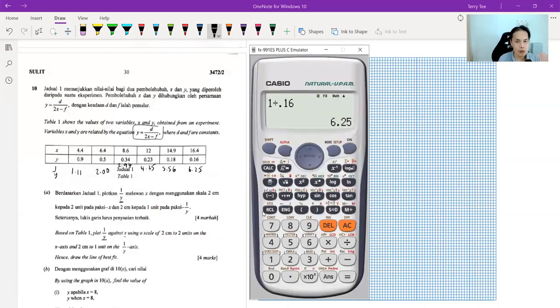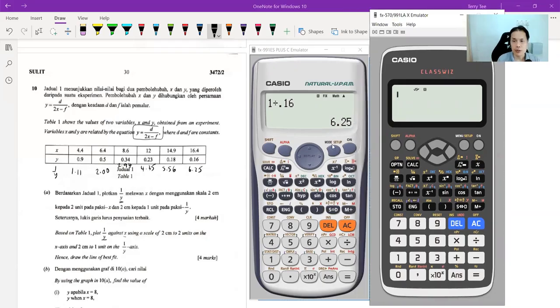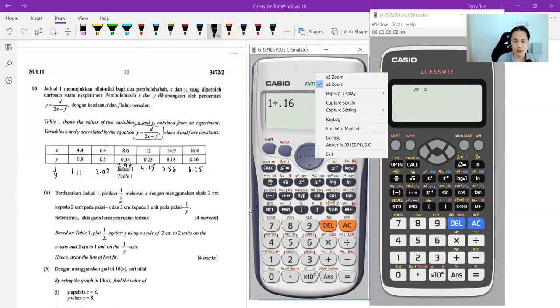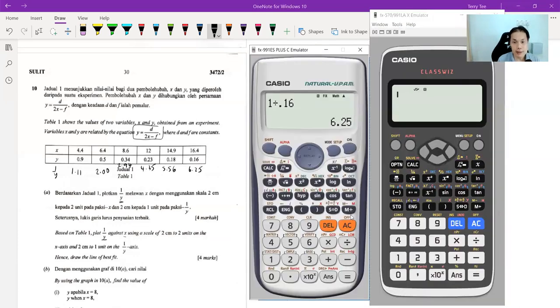Okay, before we plot the graph on the graph paper, one of the things I always do is use my calculator to determine the gradient and y-intercept. Especially this calculator, I think it is a lot easier to use, but the silver one can work as well. I'll just show you the silver one instead, since I think most students are still using the silver one, although this one, the class wiz calculator, is a lot easier in a way.